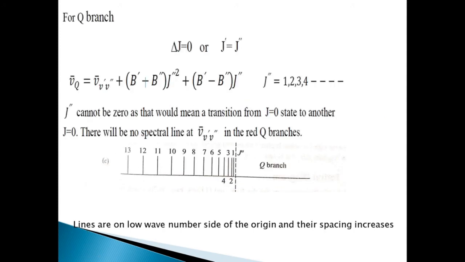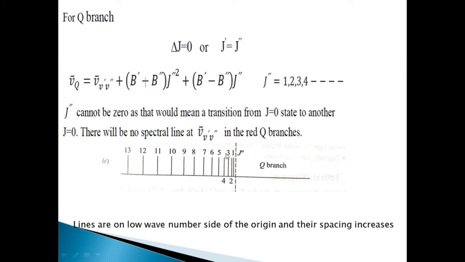Next, for Q branches, delta J is equal to 0. That is, J prime is equal to J double prime. When we put J prime equal to J double prime in this equation, we will get the frequency expression for the Q lines. That is equal to nu bar plus (B prime plus B double prime) into J double prime square plus (B prime minus B double prime) into J double prime. Q lines also occur at the lower wave number side.